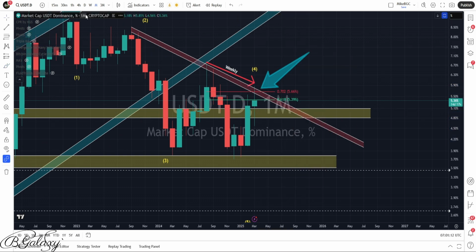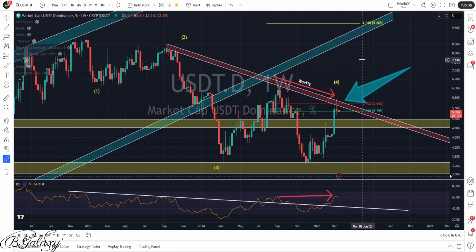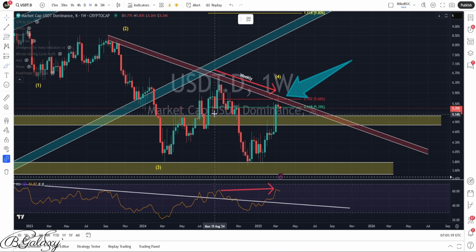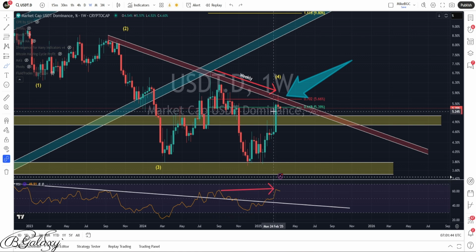If I go on the weekly time frame, as you can see, we have bearish divergence on RSI on the weekly time frame. It looks like it's going to be confirmed very soon. We have a red candle on the weekly time frame for USDT dominance. The candle closed last night. As you can see, we have the lower high on the USD dominance, and we have the higher high on the weekly time frame. It's not daily or 4 hour. On the weekly time frame for USDT dominance, I'm expecting a big rejection to the downside.